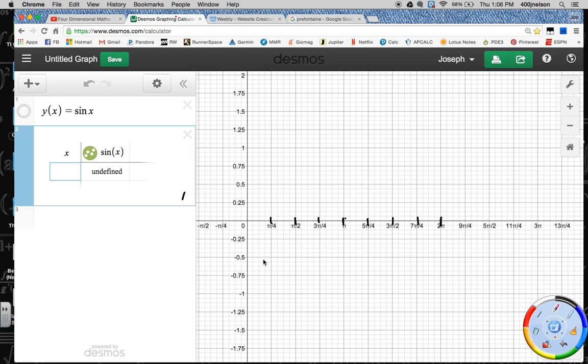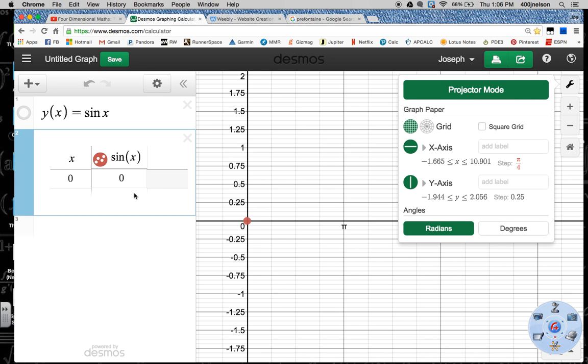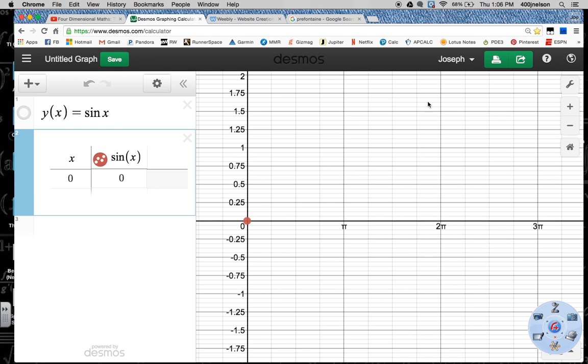Now before you plot anything on your own graph, let's go ahead and look at what the table is going to be. So we're going to look at our special angles. Let's just start at 0. If I plug in x equals 0, I get a 0. Let's change the color here to something we can see. Let's go to red. So I get the point (0, 0).